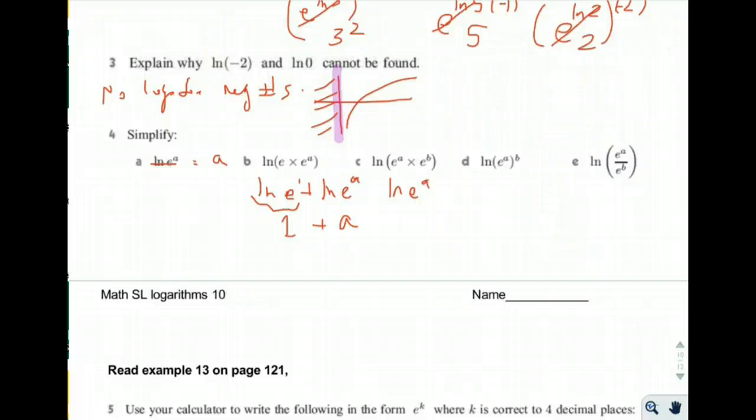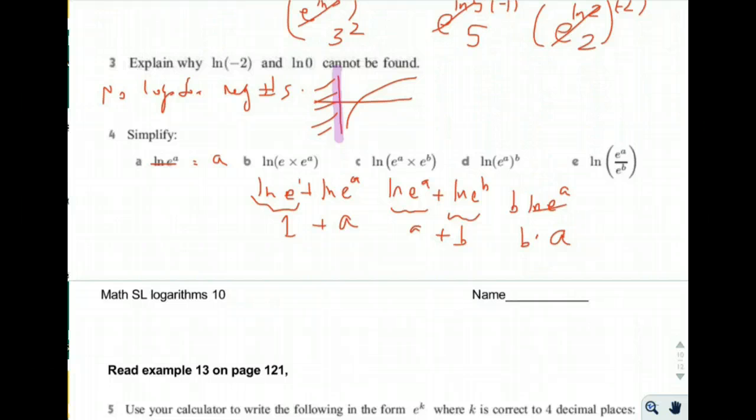Log of e to the a plus log of e to the b. This is equal to a. This is equal to b. You add them together. Log of e to the a to the b power, you can take the b and put it out front, and then you end up with b times log of e to the a. Log and e undo each other, so you get ab.